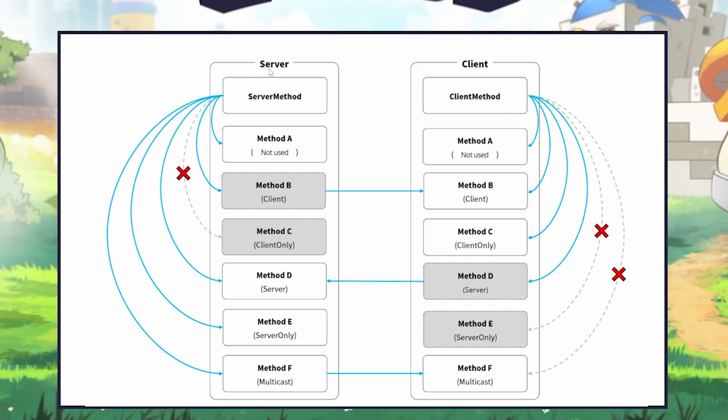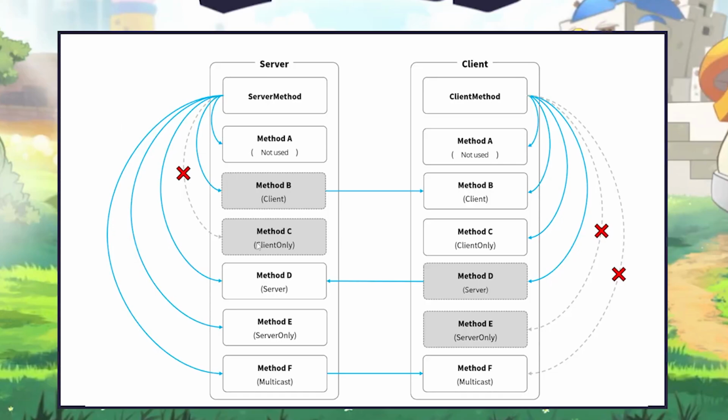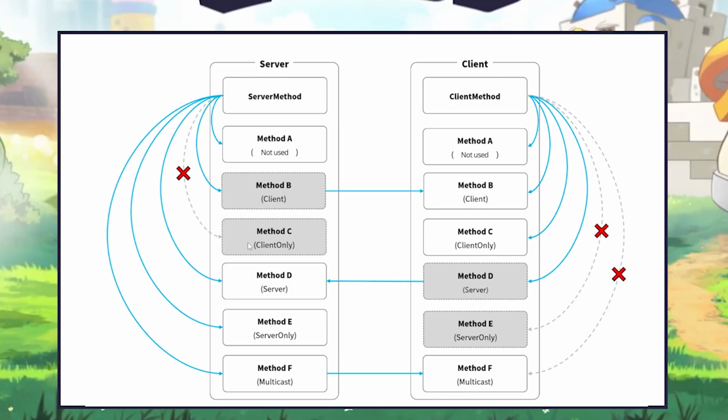Next, let's try executing a client only from a server. So let's change OnBeginPlay to be server only. And we'll attempt to call hello world, which is a client function. Or sorry, we have to change this to client only. So if our hello world is a client only function, we can see that we have an error saying that we cannot call hello world because it is a client only function. And we can see this relationship here where we cannot call a client only function from the server.